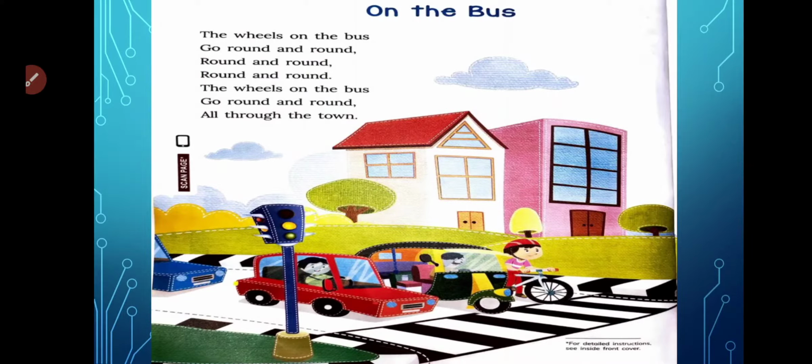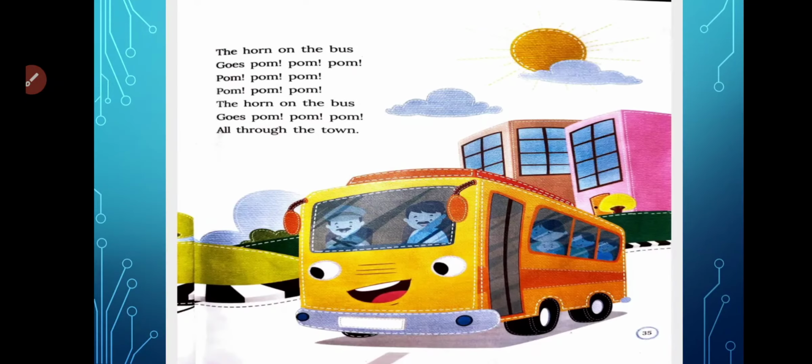The wheels on the bus go round and round, round and round, round and round. The wheels on the bus go round and round all through the town. The horn on the bus goes pom pom pom, pom pom pom, pom pom pom. The horn on the bus goes pom pom pom all through the town.